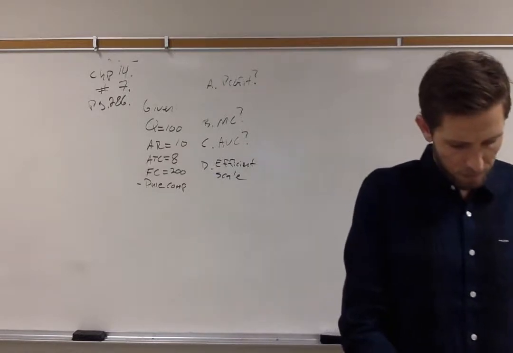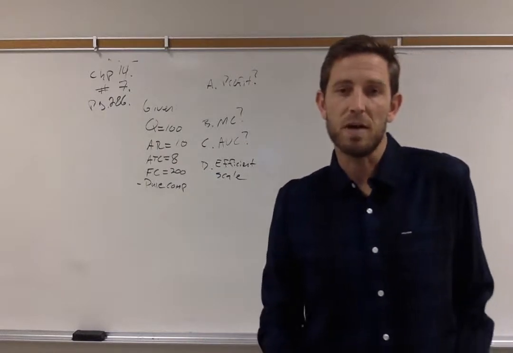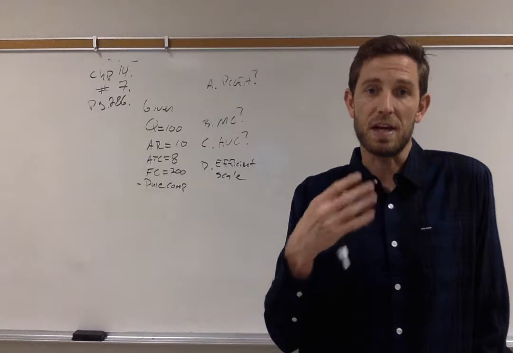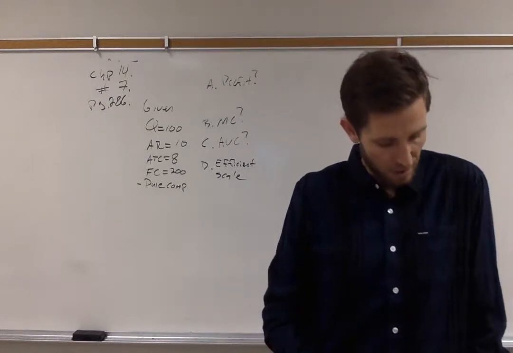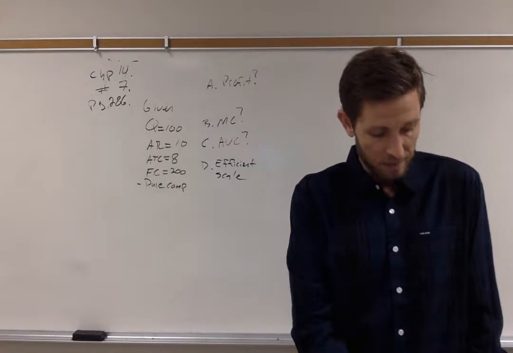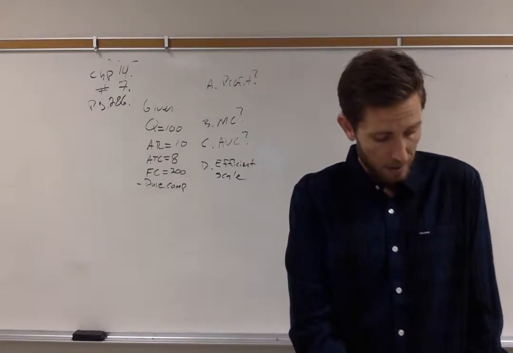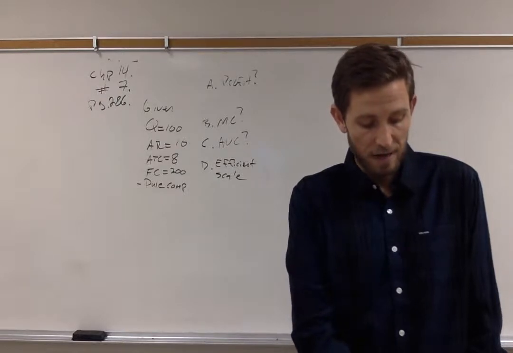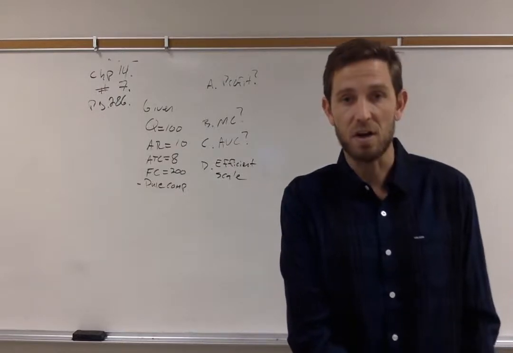So in this problem, we're going to be given some information about some hypothetical firm, some cost, some revenue data, and then they're going to ask us a series of questions. So let's see here. Question says that this firm is profit maximizing. It's in a competitive market. They're currently producing 100 units of output. It has an average revenue of $10, average total cost of $8, and fixed costs of $200.